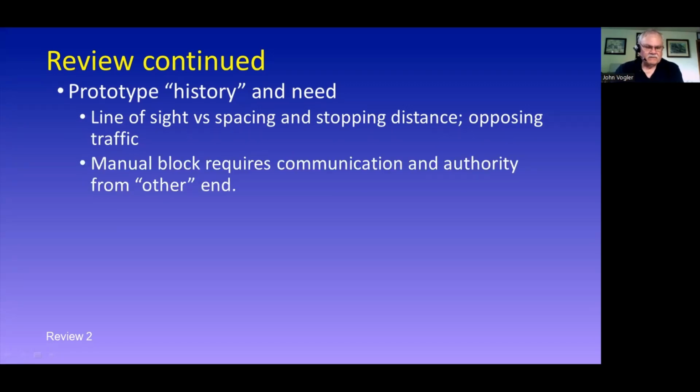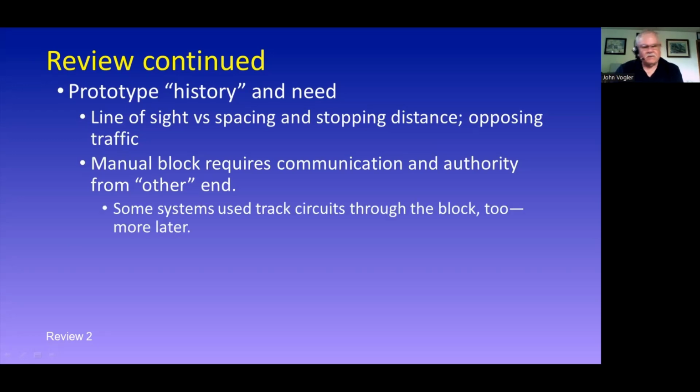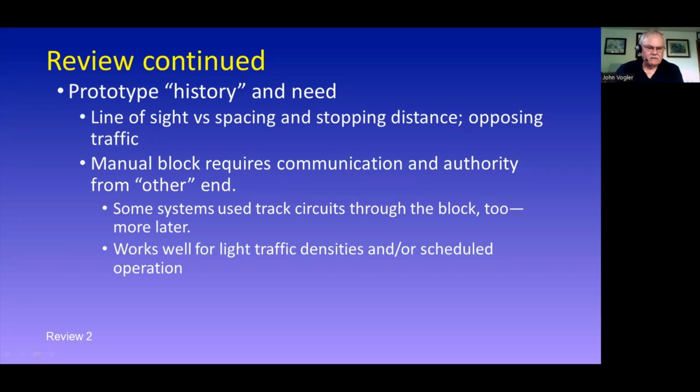We had previously discussed manual block at some length, and one of the issues there was that it requires communication with both ends of the block. The operators have to be able to communicate or use some other means. Some systems did actually use track circuits through the block. We'll talk a little bit more about track circuits later. Manual block works well for light traffic densities or scheduled train operations.